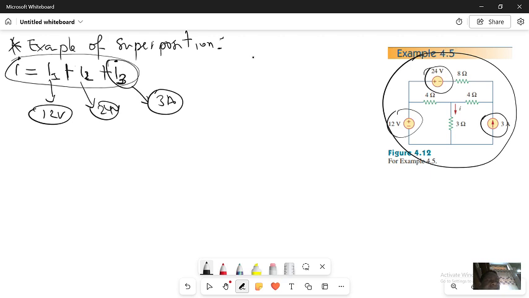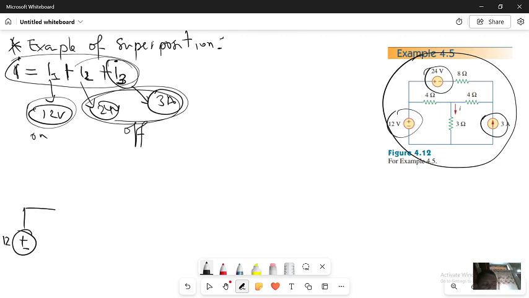Now let me determine the value of I1, then I2, and then I3. After that, I will add them to get the value of I. To determine the value of I1, I have to turn off the other sources to keep only this source. These two sources are going to be off, and this one on.